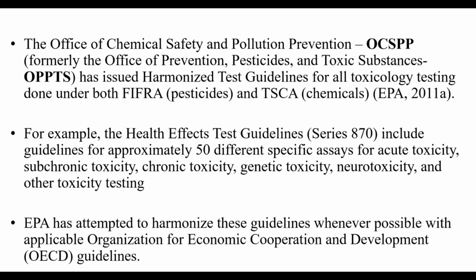I'm not going into the detail of these guidelines, and they are categorized again into acute, subchronic, chronic, genetic, neurotox, and other tox. EPA has attempted to harmonize these guidelines with the OECD guidelines most of the time. There are no big differences in the parameters studied, but in the presentation, the expectations of the EPA, and the report formatting, there are some differences. So while designing the study plan or preparing the reports, one should take care of this. Most of these EPA guidelines are harmonized with the OECD guidelines.